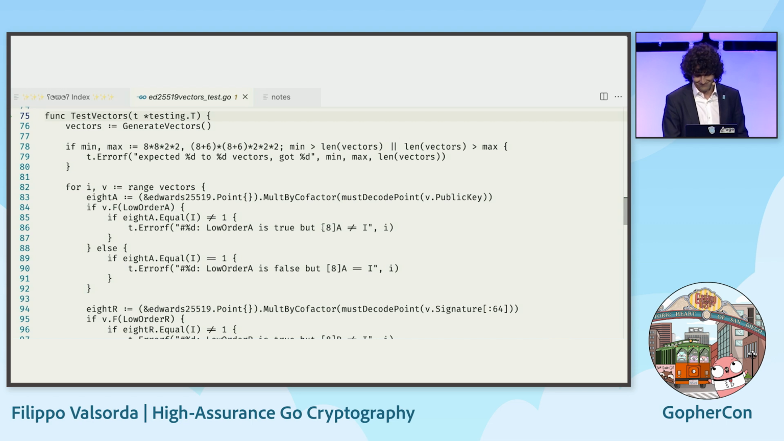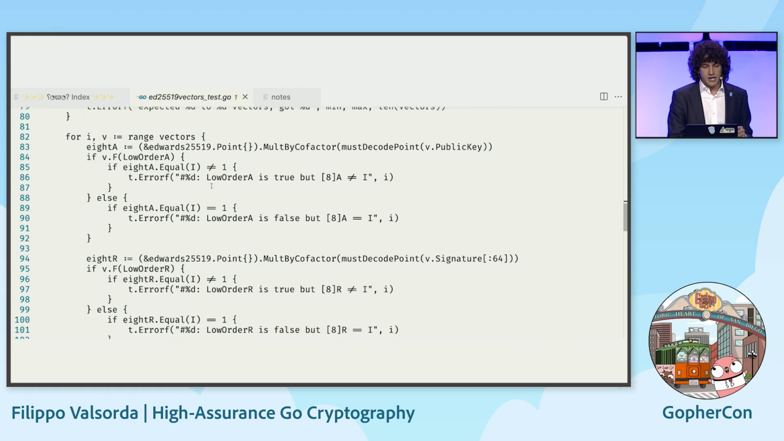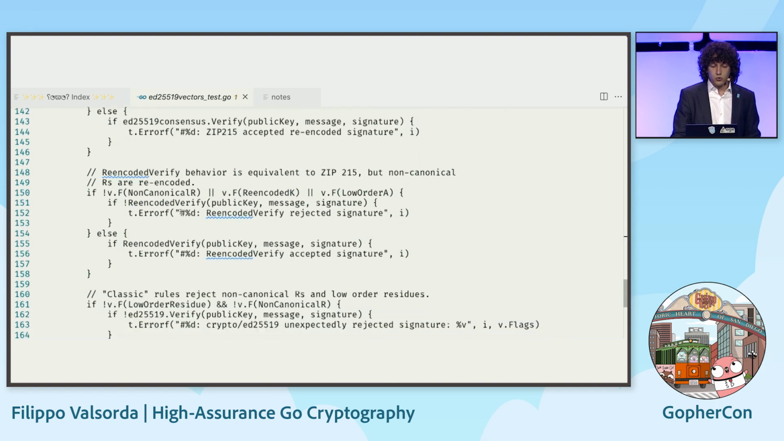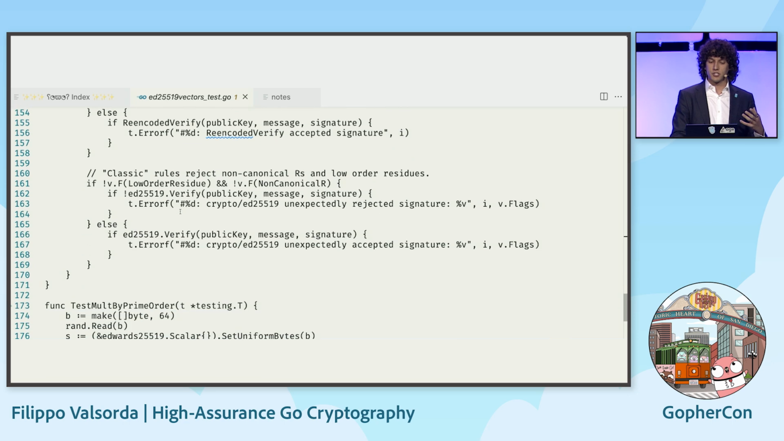at GopherCon. The tests check that we get the right number in the right ballpark of tests generated, and that if a test says, oh, I have a low-order component A, it actually has a low-order component A. And then it goes in a delightfully recursive way to run ED25519 verify, the thing we are writing the tests to test, to make sure that it actually accepts and rejects the ones we expect to accept and reject.